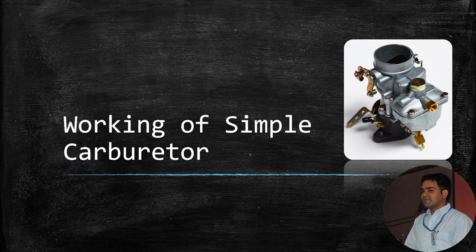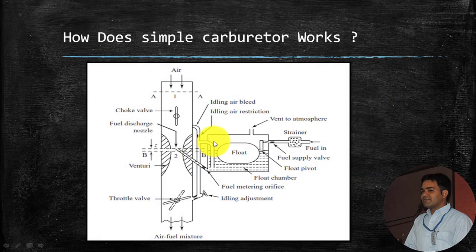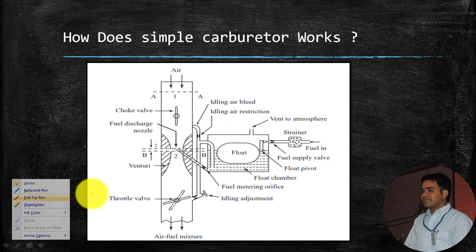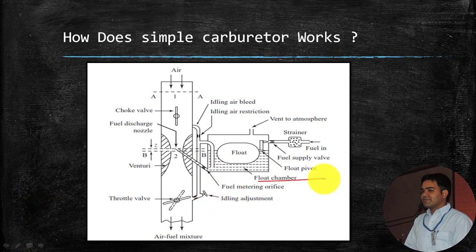Now let's see the constructional detail of the carburetor. The figure shows the constructional detail of the simple carburetor. In the construction of the simple carburetor, the major components you can consider are the float chamber, the fuel discharge nozzle, the venturi, the choke valve and the throttle valve. In the float chamber, another component is known as a float. The float, with the help of the float pivot and the needle valve provided here, maintains the level of gasoline inside the float chamber.